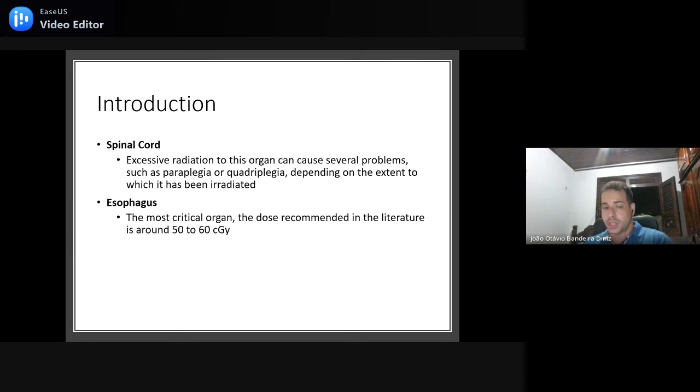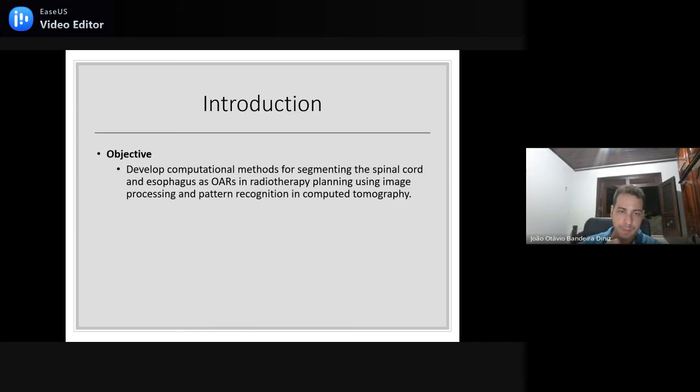The esophagus is also a critical organ because there is no clear boundary between the esophagus and the tissues surrounding it. So it's very difficult to segment and delimit this organ. We have to protect it, and we chose these two organs for our work. So the main goal of our thesis, our paper in this case, is to develop computational methods to segment these two organs.